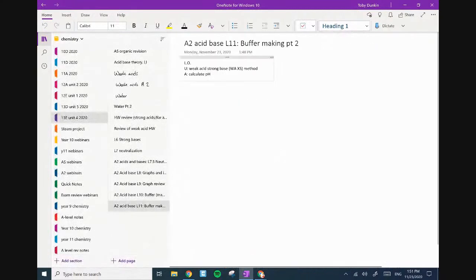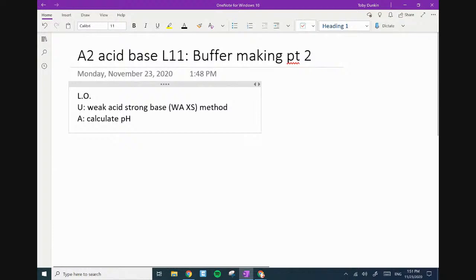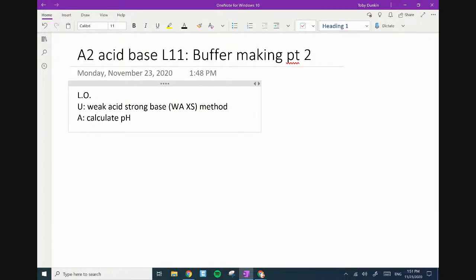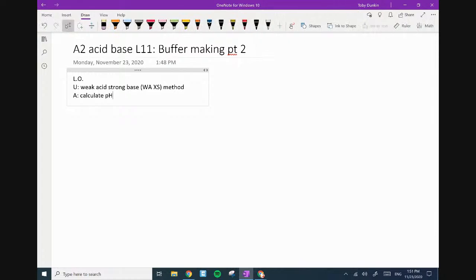Okay, so today's lesson, nice and easy. We began the process of chatting about buffers being made from a weak acid and their salt, or weak base and its salt. And we looked at these thought experiments, and we were like, I'm going to take this and mix them together. But there is a second method.